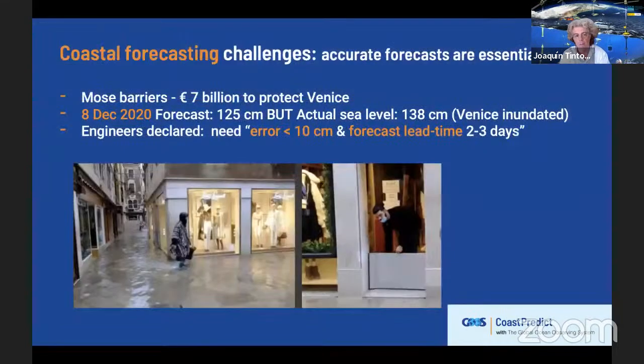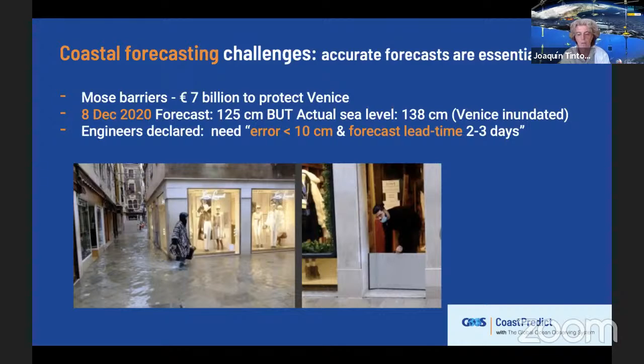Just a quick couple of examples. The coastal forecasting challenges: accurate forecasts are essential. And this is a recent example from Venice, where the forecast on December 2028 was pretty good, but the difference was unfortunately higher than 10 centimeters. And the need from the engineers nowadays is to have a forecast with a lead time of 2 to 3 days and an error smaller than 10 centimeters. So this is the real challenge, and we have today the capabilities.